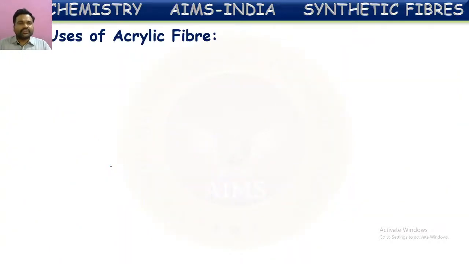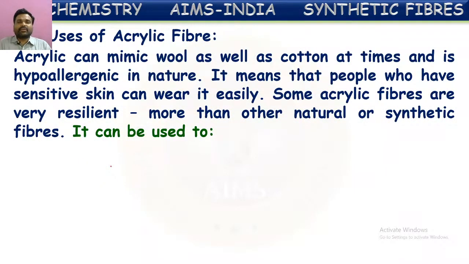So what are the uses of this artificial wool or acrylic? Acrylic can mimic wool as well as cotton at times and is hypoallergenic in nature. Hypoallergenic means we won't get any allergies by using this acrylic in making these clothes. Certain synthetic fibers cause some people allergies when they wear them. But this acrylic seems like wool and it won't cause any irritation or allergy to human beings. So it can be used for replacing wool because it seems like wool.